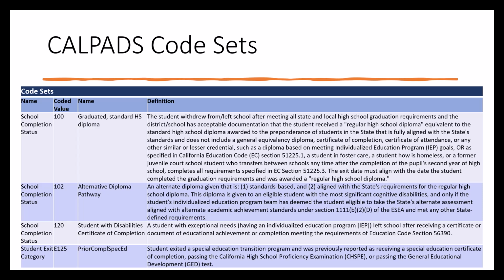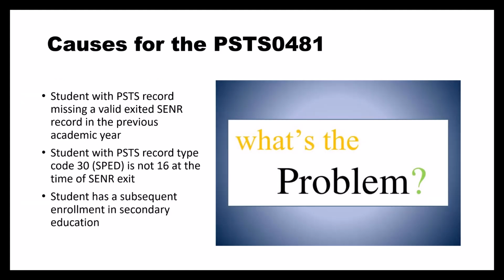Pay close attention to 102, 120, and E125. These are exit reasons related to students with disabilities, and all 3 would allow the students to be exited and return for transition services. So that's something that you want to be careful with when you're exiting a special education student with a 102, 120, or 125. You want to know if they are going to return for special education services.